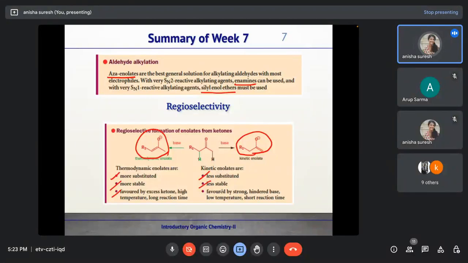And in the case of kinetic enolates, they are the less substituted enolates. They are less stable. They are favored by a strong hindered base, a hindered base like LDA, which has bulky groups present on it. Then lower temperature and short reaction time will favor the formation of the kinetic enolate. So these are the conditions that will give rise to thermodynamic enolates and kinetic enolates respectively.